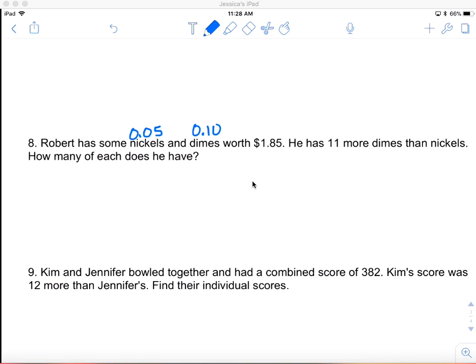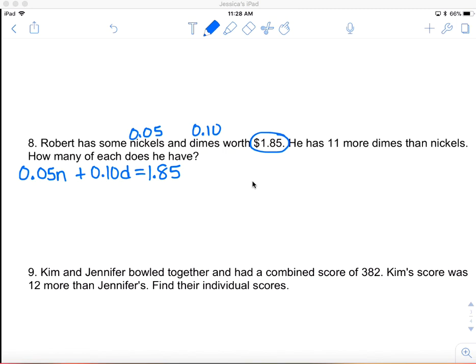You are going to have one equation for how much money you have and one equation for how many coins you have. There is a difference. So, for how much money I have, Robert is getting 5 cents per nickel, 10 cents per dime, to get the total of $1.85. When you have your money total, that's when you're going to deal with how much money they are worth.